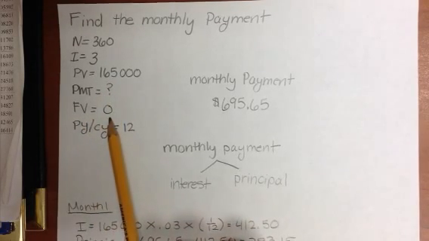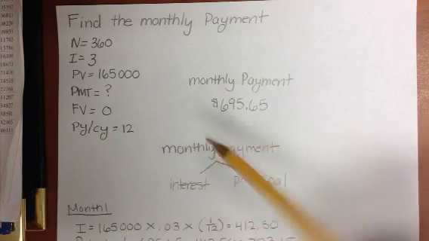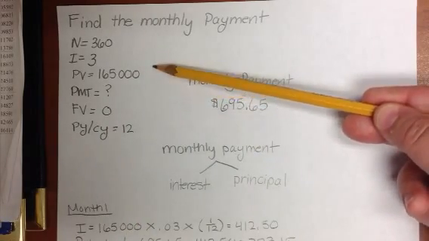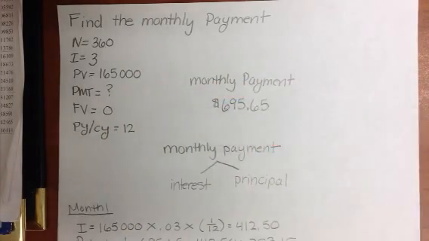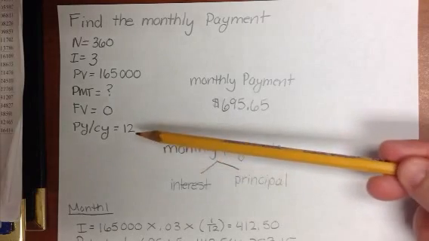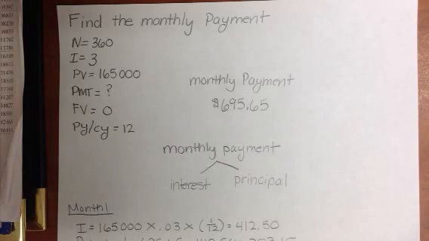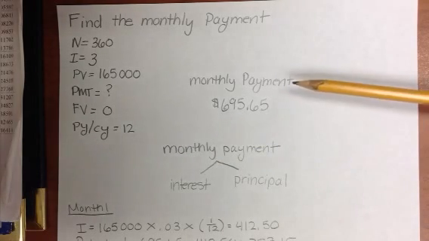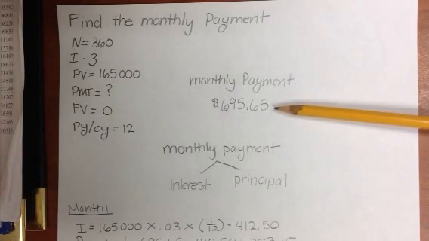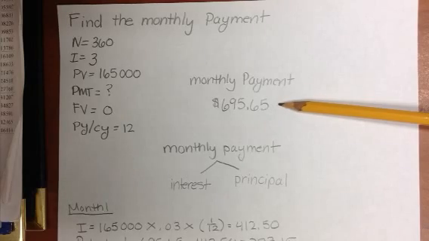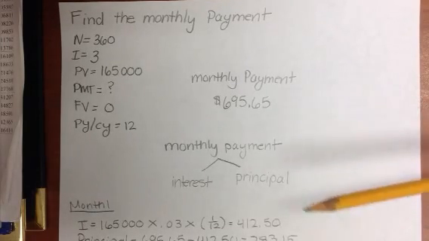Our future value is 0. Since we're trying to pay this off, we're trying to get this amount down to 0. So I'm going to put future value is 0. And my PY, my CY is going to be 12 because it's 12 periods a year, once a month. Okay, so when I plug all that in on my calculator, I should get a monthly payment of $695.65.